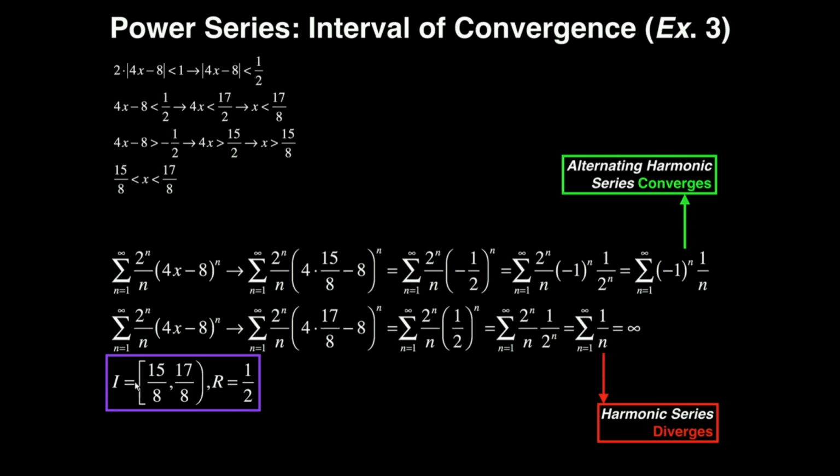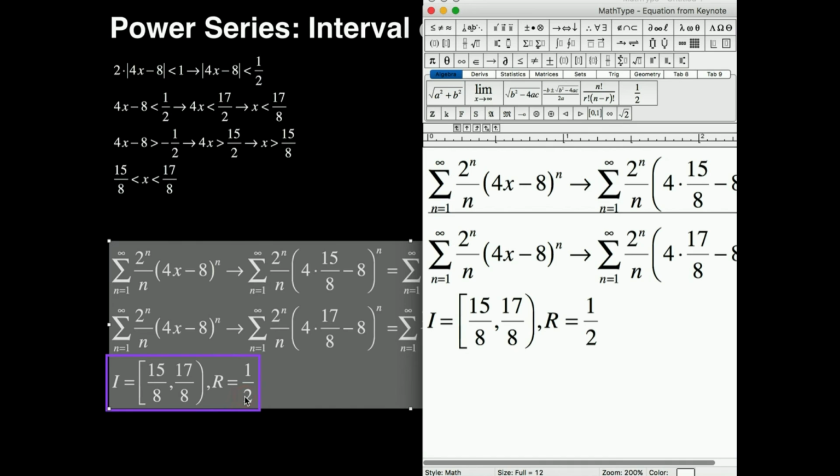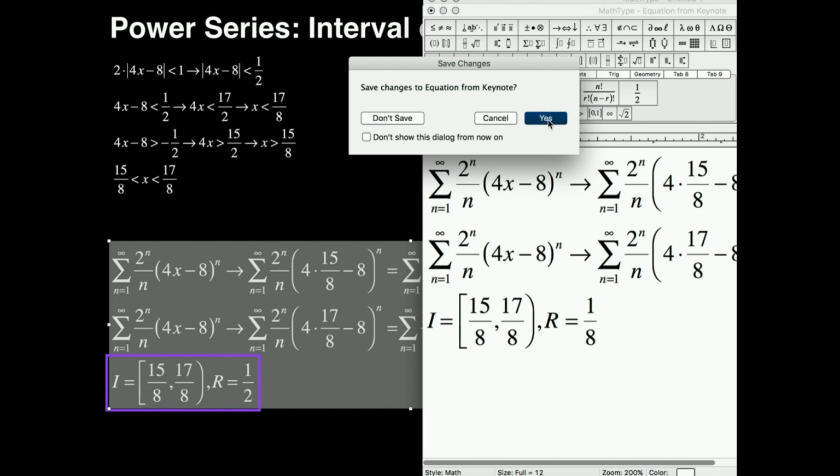Or we can write it in this notation, where the interval goes from 15 over 8 to 17 over 8, but it includes the value 15 over 8. Therefore, we have this bracket over here, and the parenthesis over here indicates that the 17 over 8 is not included. All right? And for the radius here, I actually have a little mistake there. Let me go in here to fix that. So the radius should actually be 1/8.